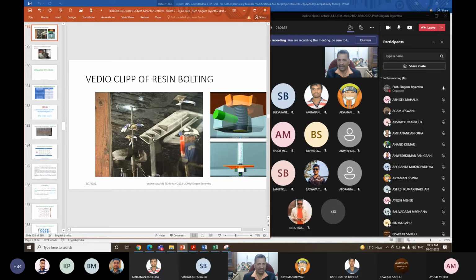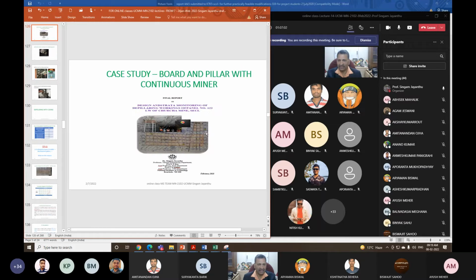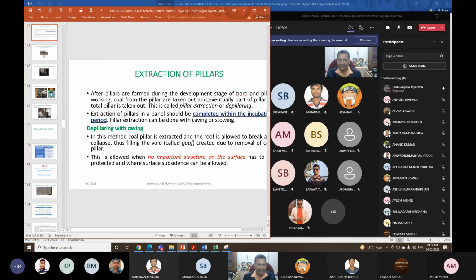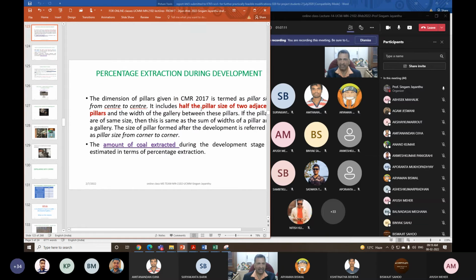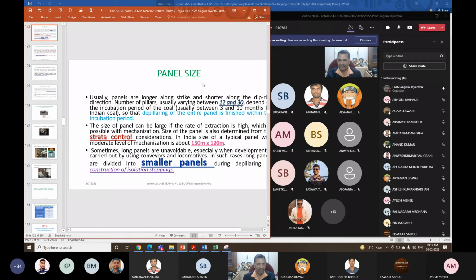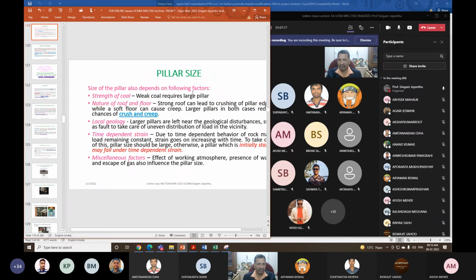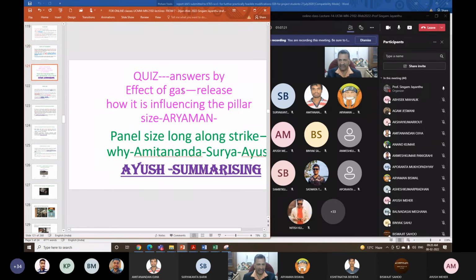In the subsequent classes, we will go into details of some of these, whatever I am showing you by scanning through, with good case studies of our recent extraction methods. As far as the Bowden pillar is concerned, we will discuss more about it, in addition to the width of the barrier pillar, pillar size and whatever is left out.